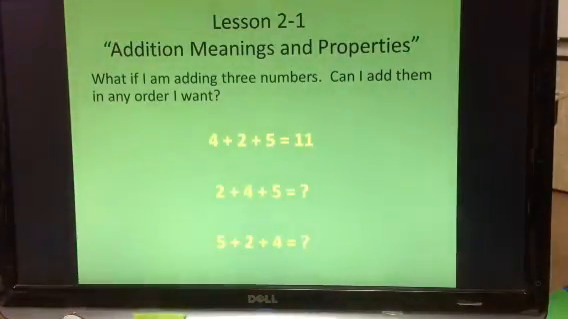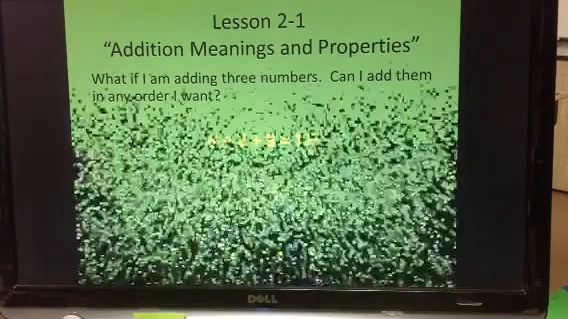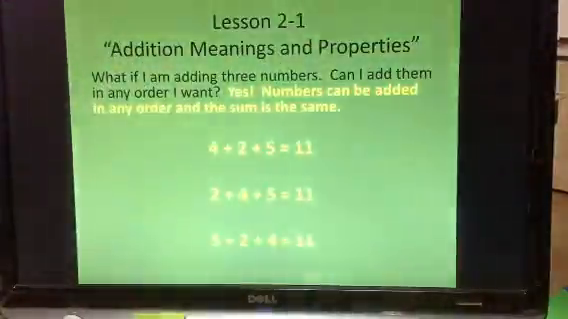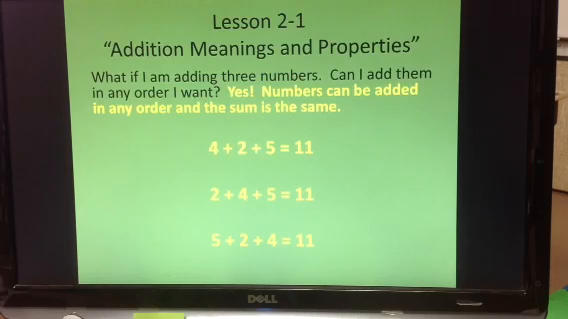What if I'm adding 3 numbers? Can I add them in any order I want? 4 plus 2 plus 5 equals 11. But what does 2 plus 4 plus 5 equal? What does 5 plus 2 plus 4 equal? Yes, numbers can be added in any order and the sum is the same. All of those add up to 11, no matter what way you've arranged the numbers.